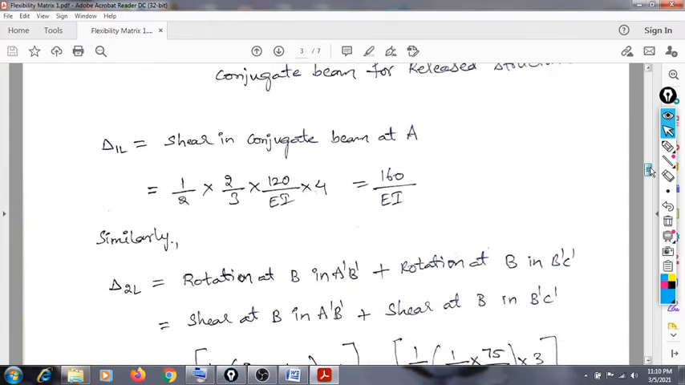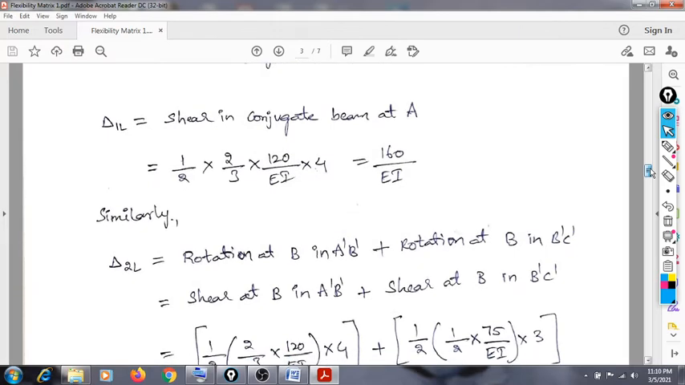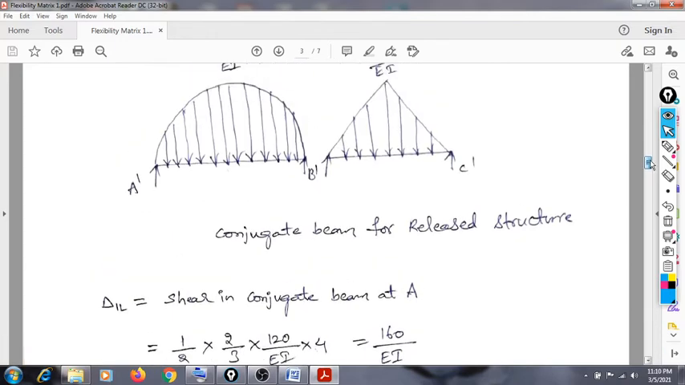And similarly in delta 2L we have to take the rotation at B in A'B' plus the rotation at B in B'C'. So when we are coming to the second coordinate, for the first coordinate we have to consider only A, and in the second coordinate we have to consider rotation at B' due to A'B', and here at the same point due to B'C'. Okay, we have to consider it like this.